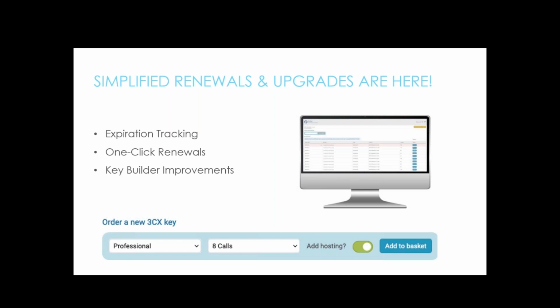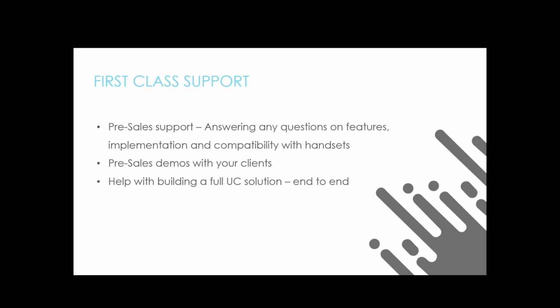And then we've got a key builder as well, so you can choose, just at the bottom here, this is what it will look like. You've got your professional, you can choose whether it's enterprise or startup, how many calls you need, and then you can click to add hosting or tick that off and choose your own hosting. There's lots of dev work that's gone into this to hopefully make it a better experience. But if there are any improvements or any feedback, we want to hear it, because we can really tailor the solution to our customers.